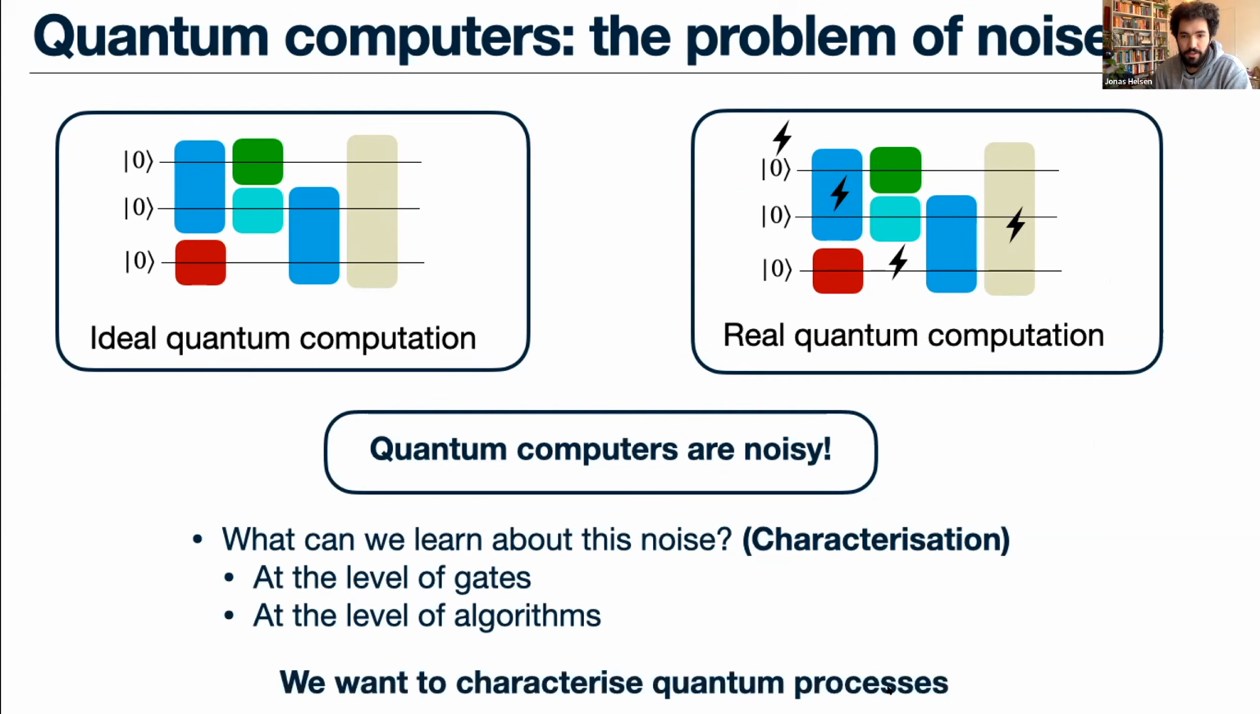Yeah, so we want to characterize quantum processes. So I'm going to use the words gates and processes and channels interchangeably. I'm going to try and be as consistent as possible, but you're going to hear me say these three words.